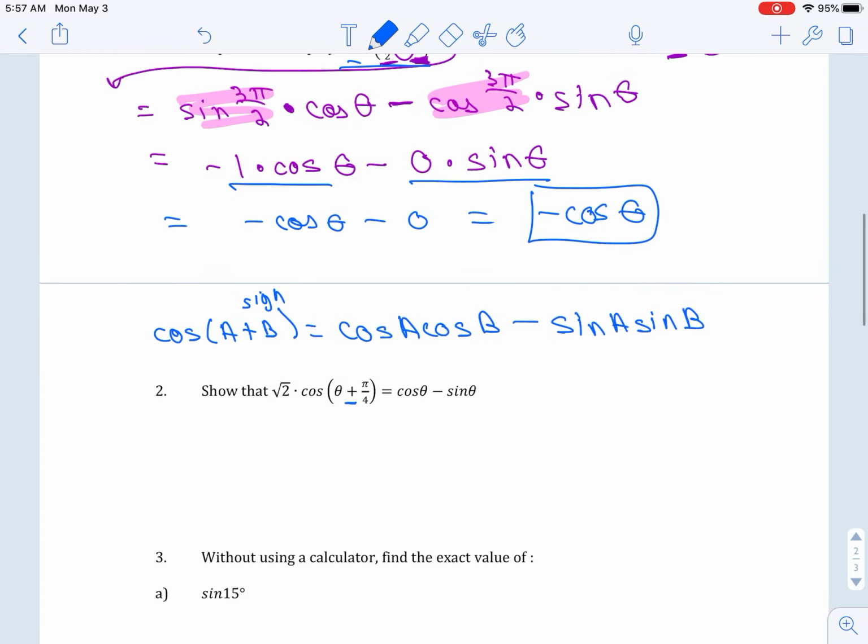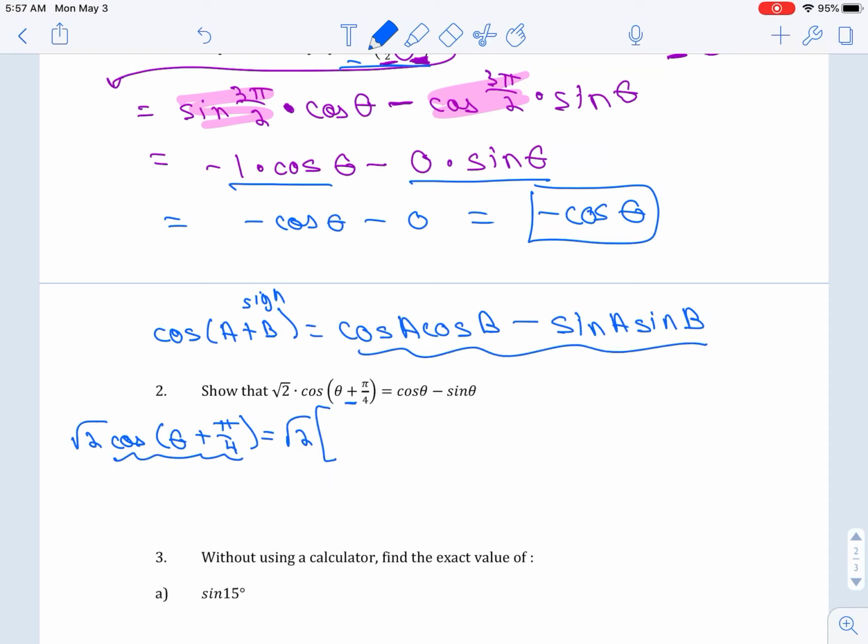All right, so then that means if we start over here, we're going to have the square root of 2 times the cosine of theta plus pi over 4. And so that's going to be equal to the square root of 2 times. Now, this whole thing right here is going to turn into a sum, so I'm going to put it in brackets. So now this becomes cosine theta, cosine pi over 4. So that's the cosine part.